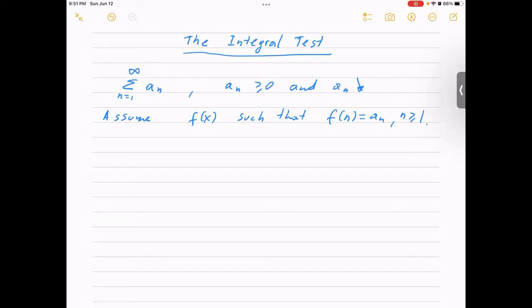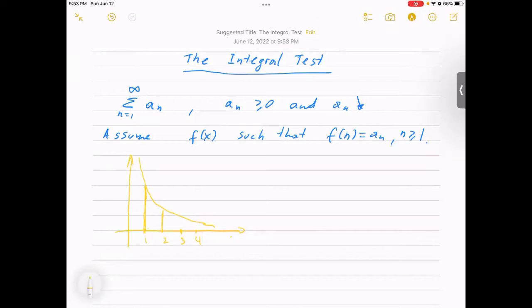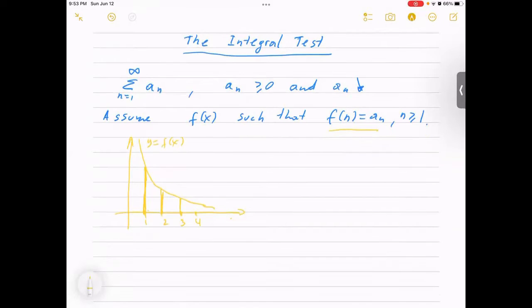Actually, we're going to look at two pictures. So let's have a look at the graph of the function f of x. The function is positive and it's decreasing. So let's draw y equals f of x. Notice that if you mark 1, 2, 3, and 4, and so on, the value of the function at 1 is a1, that's what we agreed on. The value at 2 is a2. The value at 3 is a3. The value at 4 is a4, and so on and so on.